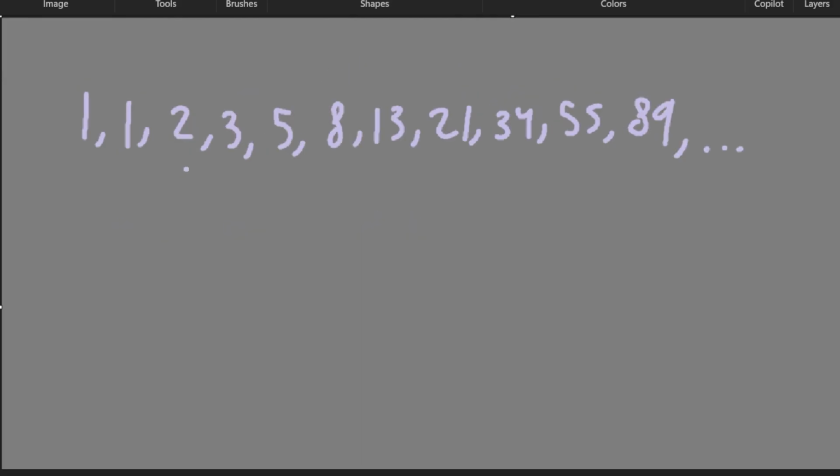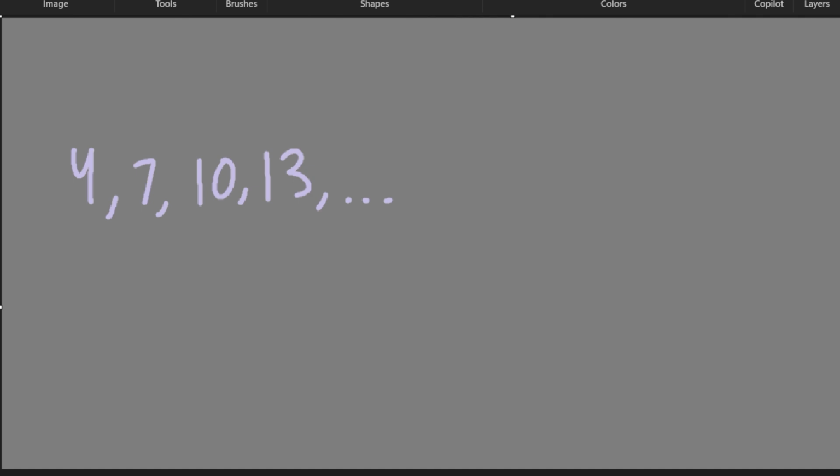In mathematics, this is the Fibonacci sequence. So basically, each term that follows is the sum of the previous 2 terms. 1 plus 0 is 1, 1 plus 1 is 2, 2 plus 1 is 3, 3 plus 2 is 5, 5 plus 3 is 8.